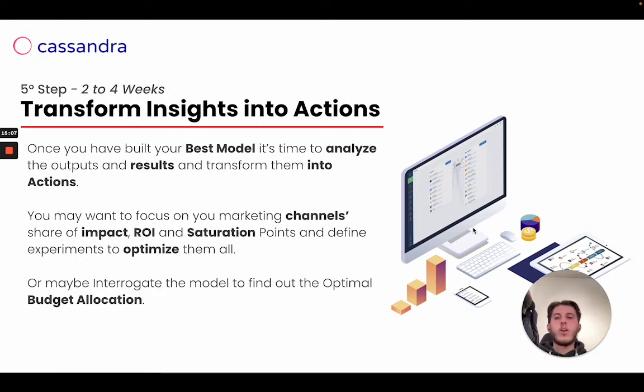So you may want to focus on the share of impact of each marketing channel, on the ROIs, on the saturation points, in order to define the experiments that you want to test out in order to optimize them all. And maybe you can interrogate the model to find out the optimal budget allocation. There's so much you can do in the last step, which is actually the core if you are working with a client, because if you build a crazy good model and then you are not good at presenting what kind of insights they can get out of the model, that doesn't really communicate how much value they can get from the model.